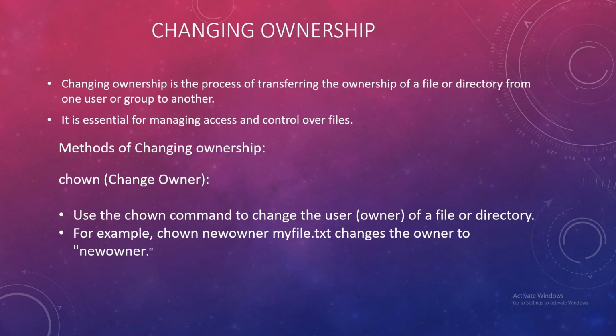So the next one is changing ownership. Changing ownership is the process of transferring the ownership of a file or directory from one user or group to another. It is essential for managing access and control over files. The way we can do that is to use the command chown. Use the chown command to change the user of a file or directory. For example, chown newowner myfile.txt changes the owner to newowner. I will explain it in further slides.